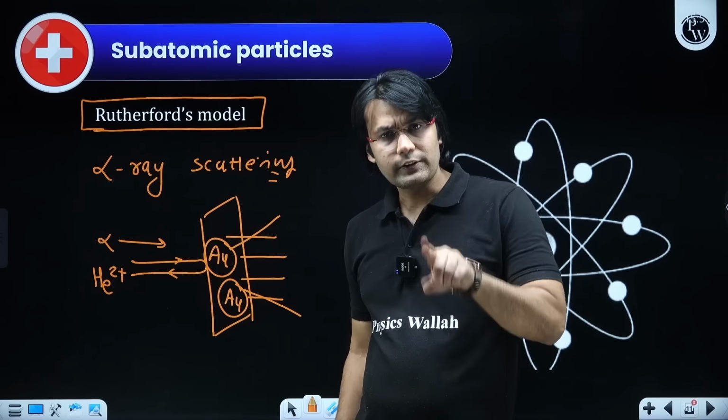So Rutherford was unable to explain this point. We can write it in statement form. What is the major drawback of Rutherford's model? The major drawback was that Rutherford was unable to explain the stability of atom or electron. Stability of atom or electron.